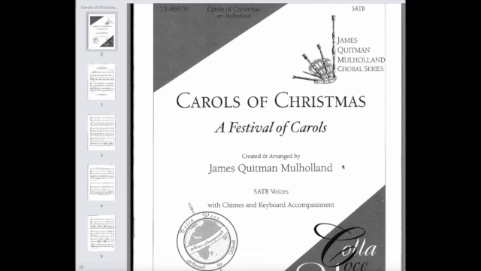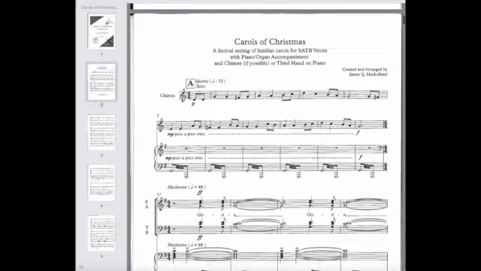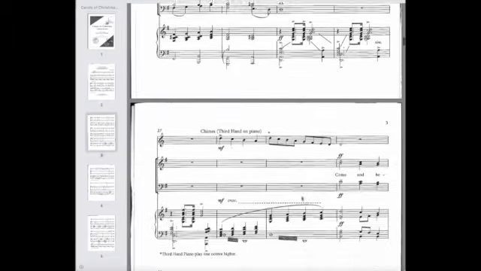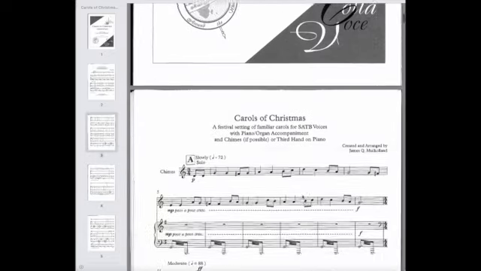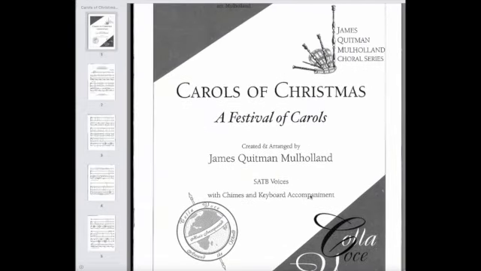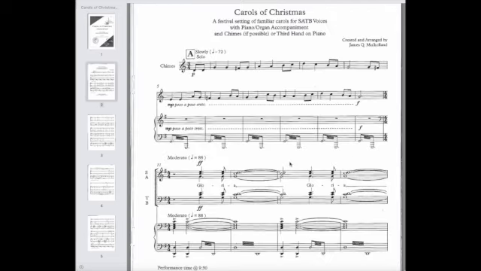So score navigation, of course, like I said, is very important. It's the lay of the land. It's how we navigate where we're supposed to sing. It's very easy to get lost in all the little black dots. I thought it might be helpful to use Carols of Christmas as a reference, but I'll be using some other examples as well. So the first question I think that we can ask is where to start.